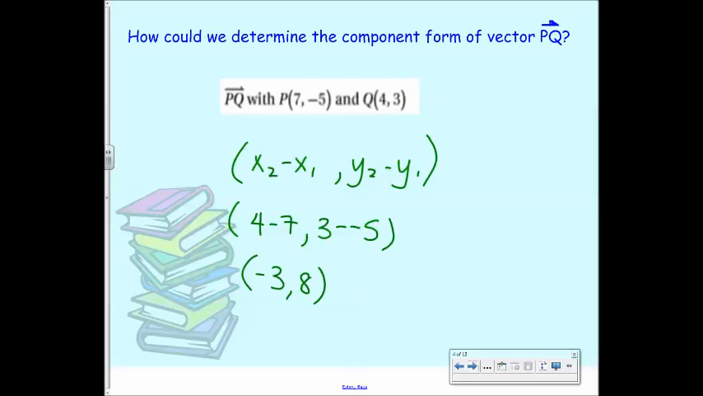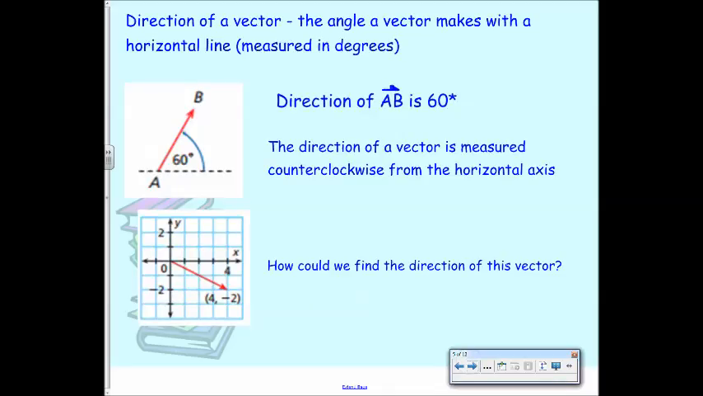Okay, so I'm moving from 7 to 4 over 3 that way, and then I'm moving up from negative 5 up to 3, so that's up 8. All right, so again, exactly the same as the slope formula, but component form is x, then y, and it's written as an ordered pair. So that would be the component form of this vector. All right, so that's just component form. That's how we name vectors.